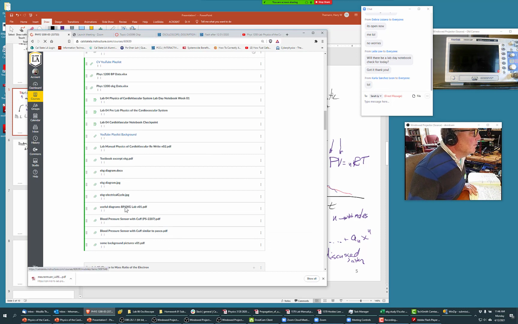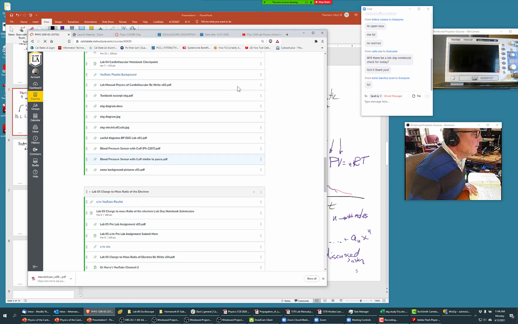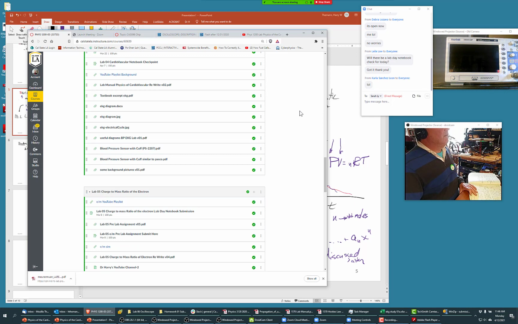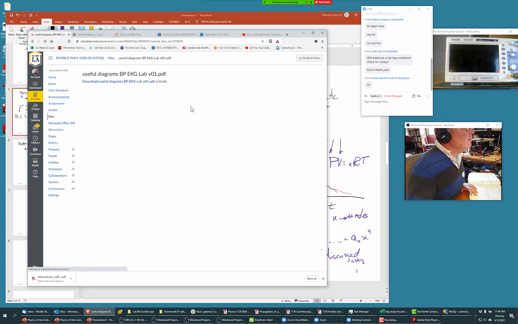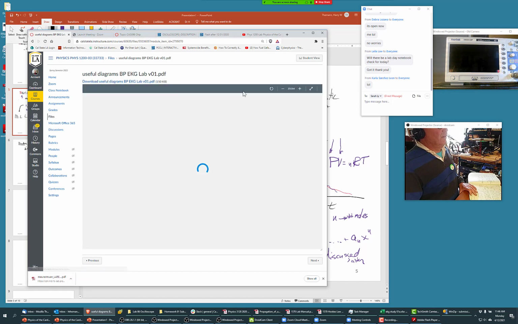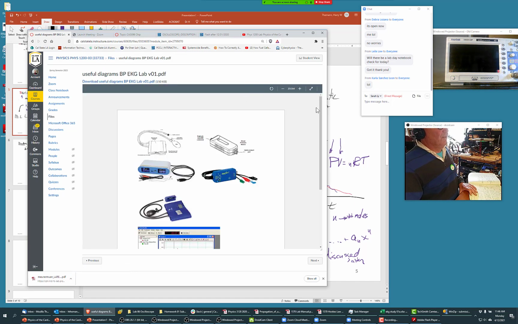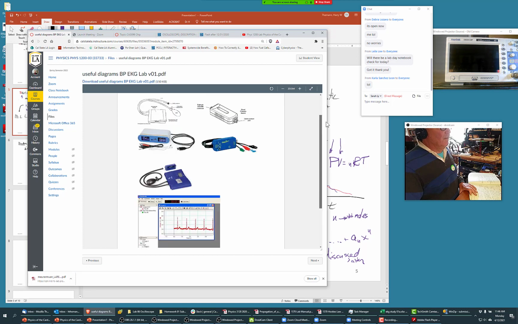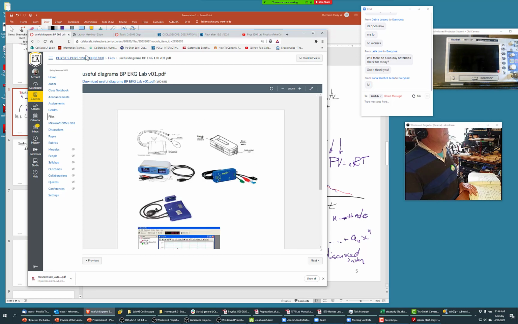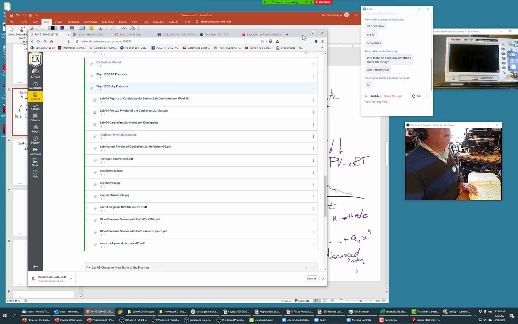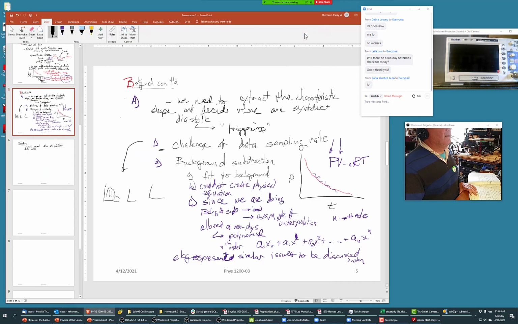Yeah, useful diagrams. Let's see. Is it opening? Useful diagrams. So you might peruse these. No? Well, there's equipment diagrams. But anyways, let's not digress too much. Worst case, you can just copy paste it from the manual itself.